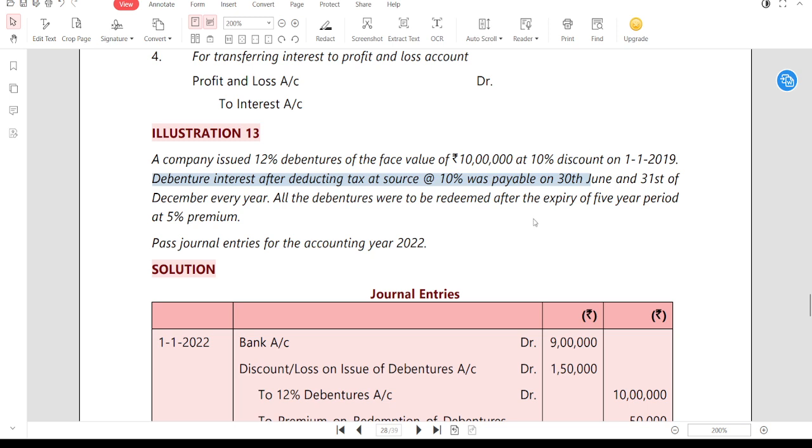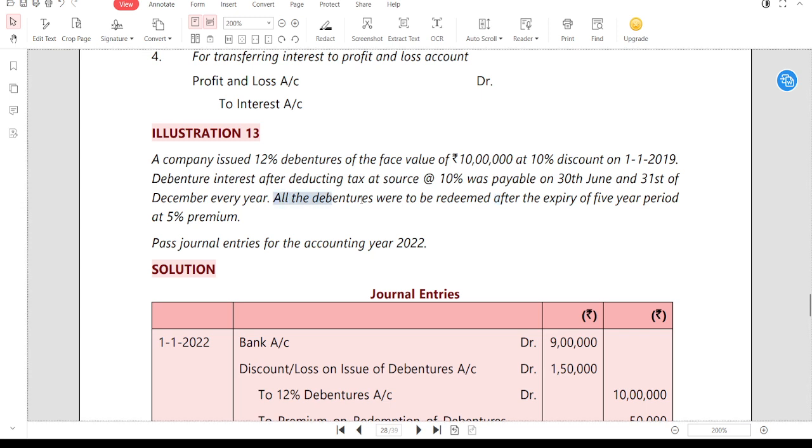ठीक है? So debenture interest कितना होगा यहाँ पे? 10 lakh rupees multiplied by 12% means 1 lakh 20 thousand. But we need not pay 1 lakh 20 thousand to the debenture holder. Rather, we need to pay 1 lakh 8,000 after deducting the 10% tax. And the interest on debenture is to be paid half yearly, 30th June and 31st December. It means 1 lakh 20 thousand into half is 60,000. So 60,000 on 30th June, 60,000 on 31st December. But remember the 10% tax is to be deducted from the 60,000.